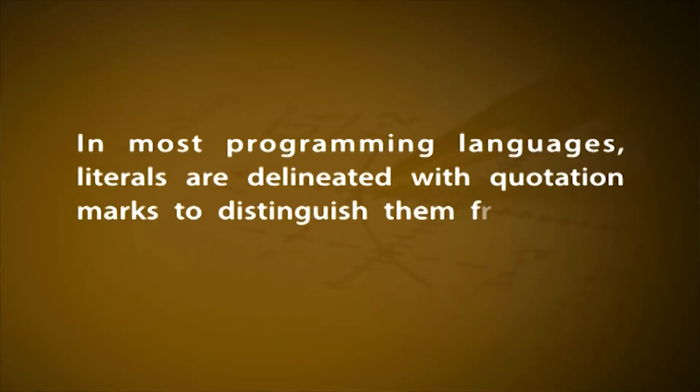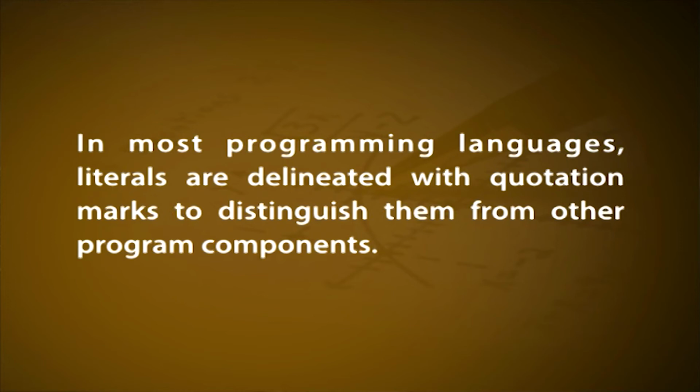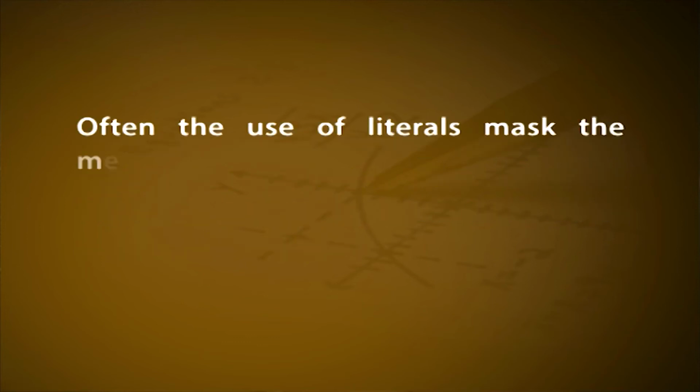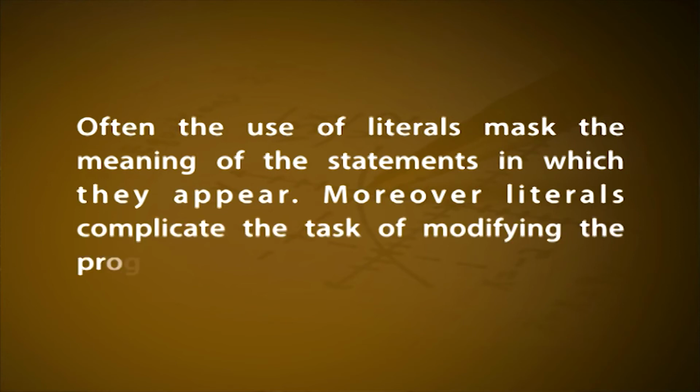The use of literals leads to program statements such as effective_alt = alt + 765, where effective_alt and alt are assumed to be variables and 765 is a literal. In most programming languages, literals are delineated with quotation marks to distinguish them from other program components. Often, the use of literals masks the meaning of the statements in which they appear. Moreover, literals complicate the task of modifying the program.